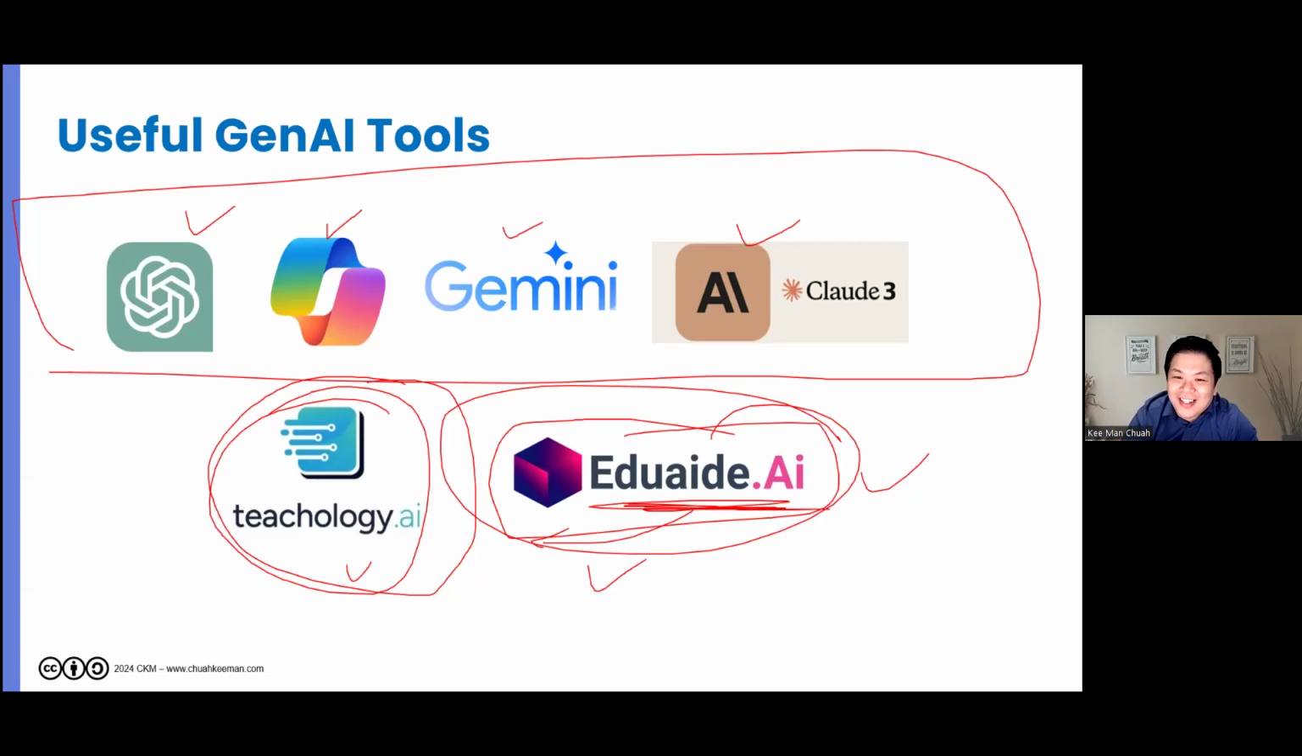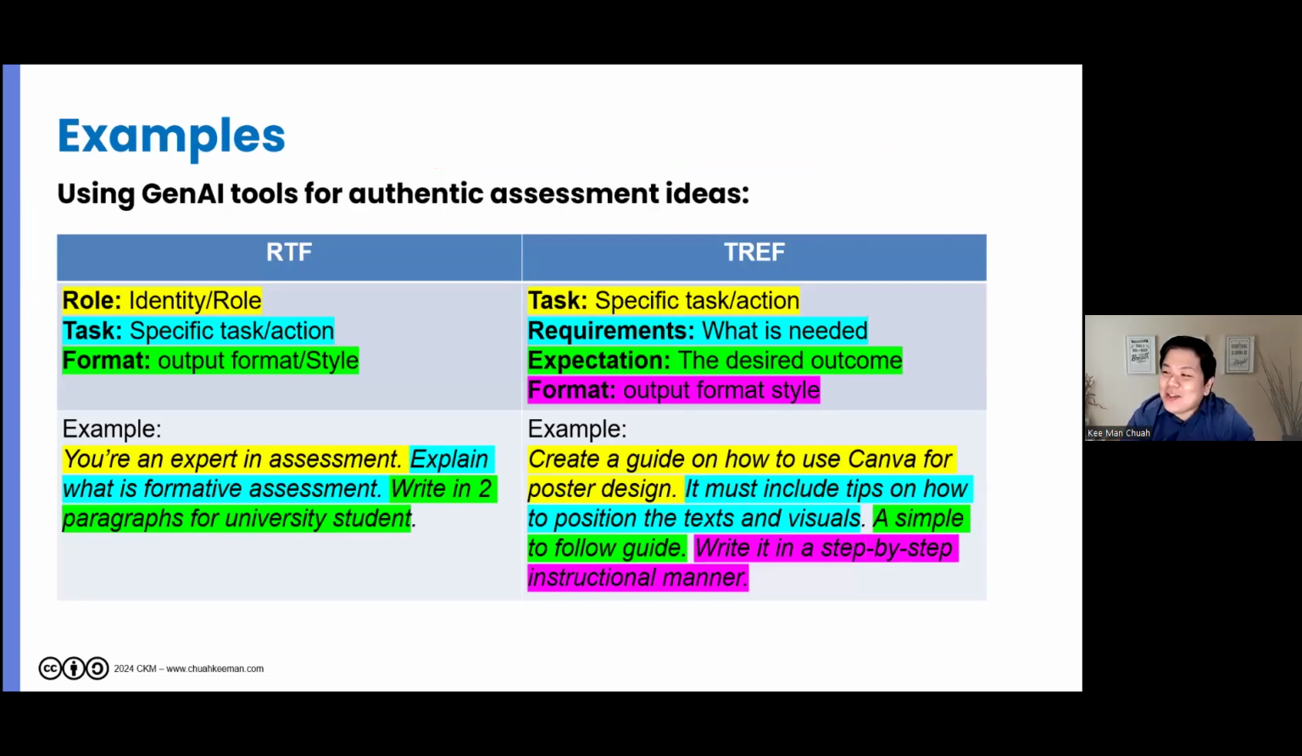No, eh? So this is for prompting style. I think you know this already, but if you're using ChatGPT or whatever, if you want ChatGPT to produce a better outcome, then you can follow this kind of strategy. Give RTF: the role, the task, the format. So, you are an expert in assessment, explain what is formative assessment, write in two paragraphs, blah, blah, blah.